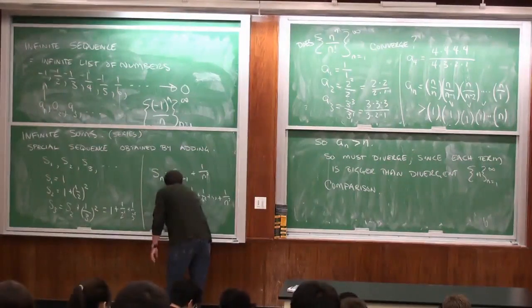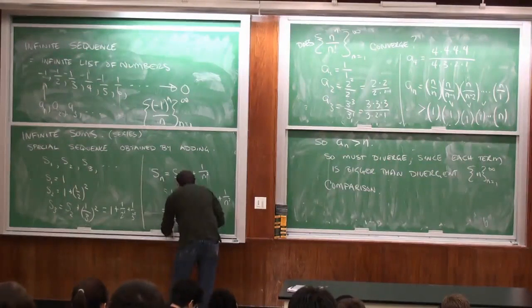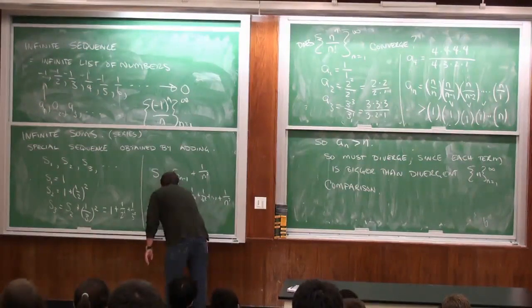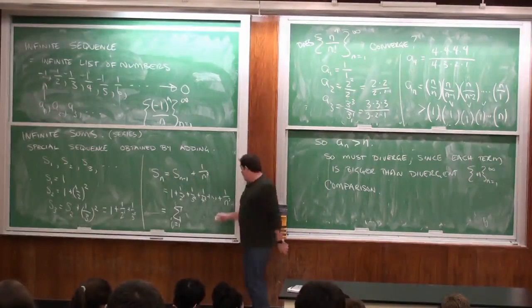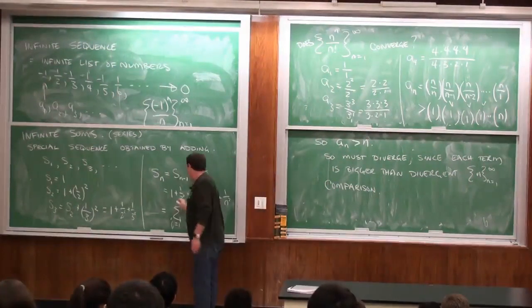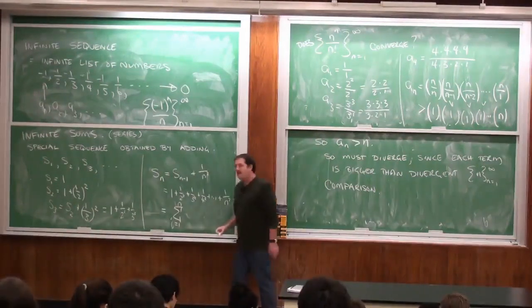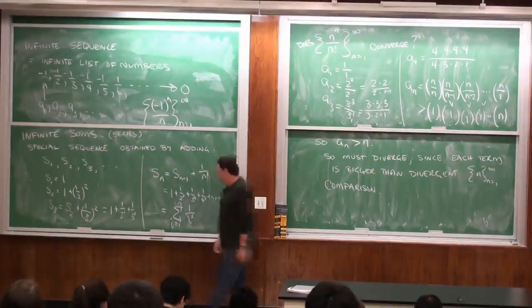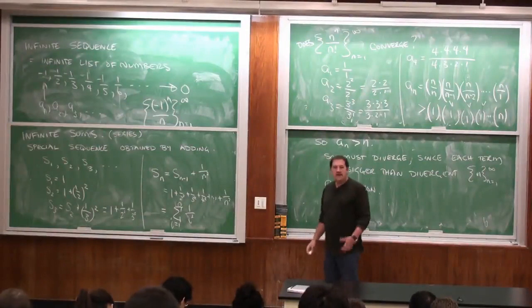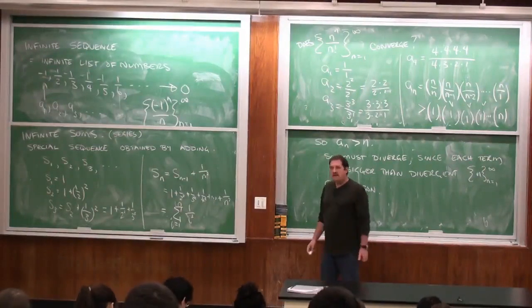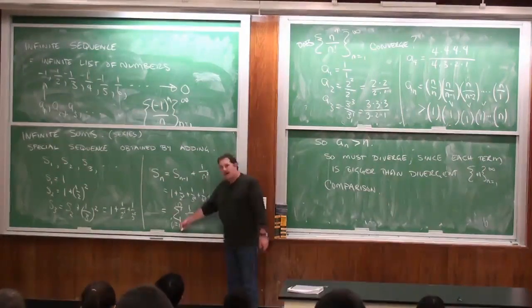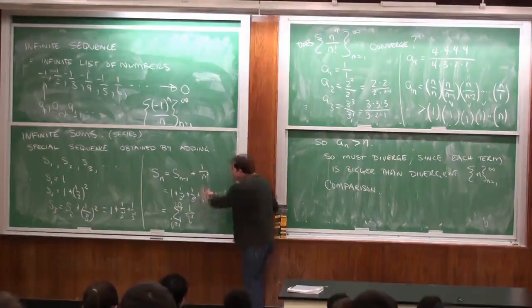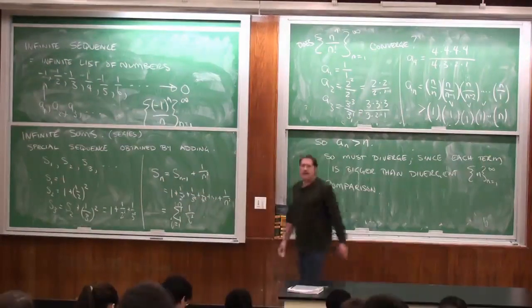So I'm going to start at i equals 1, and then I'm stopping at n, of 1 over i squared. So this sigma notation just means add these things. And I tell you where to start and where to stop. So these two notations are exactly the same thing.